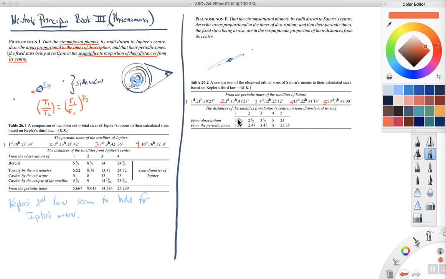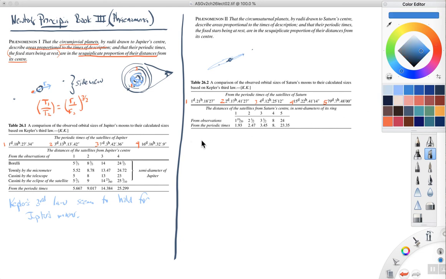And then one could look at the distance that each satellite or each moon gets from Saturn's center, again measured in semi-diameters or radii of its ring, apparently. That's a standard that's being used. Saturn's rings were recently discovered by Christian Huygens in the 1600s. He's someone we studied in Physics 202. Anyhow, you can look at the distance. For instance, satellite 5 gets 24 Saturn radii away from Saturn, and you could look at whether or not the distances between Saturn and the planet and their periodic times follow this ratio given by Kepler's third law.